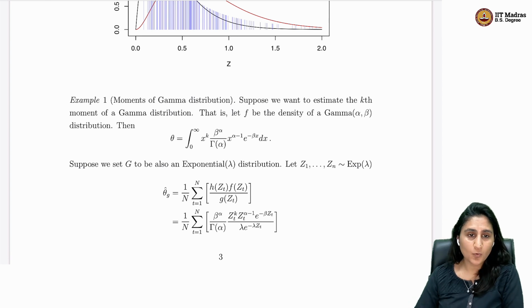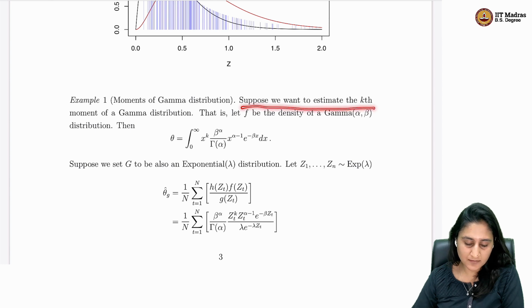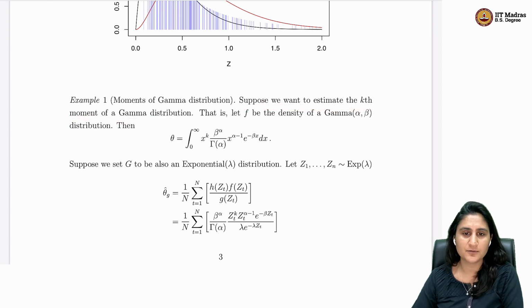Let's say that the goal is to estimate the moments of a gamma distribution. It could be any moment, so suppose we want to estimate the kth moment of a gamma random variable. Let small f be the density of this gamma, which is beta to the alpha by the gamma function of alpha, x to the power alpha minus 1, and e to the power minus beta x. Then theta is nothing but the integral from 0 to infinity of x to the power k times f of x dx. All right, this is theta.